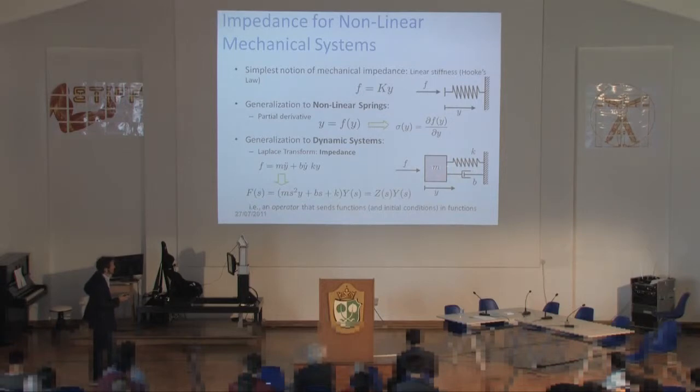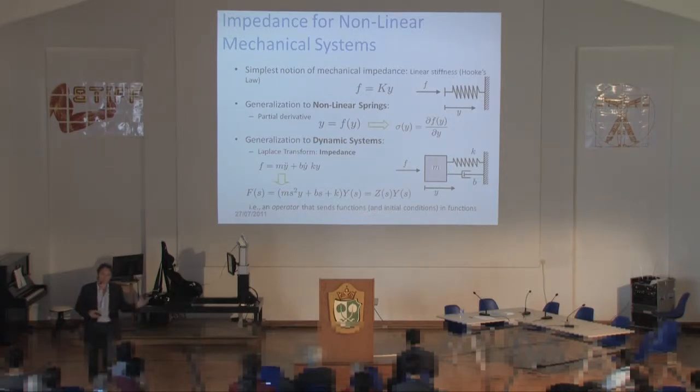And you have this system, and you typically do a Laplace transform, and in that space you call this operator an impedance, right? This is what we understand by impedance, probably most of us. So impedance is an operator that takes functions and sends these functions into functions. Also, initial conditions are there, but if the system is stable, they will vanish. Okay, so impedance is an operator.